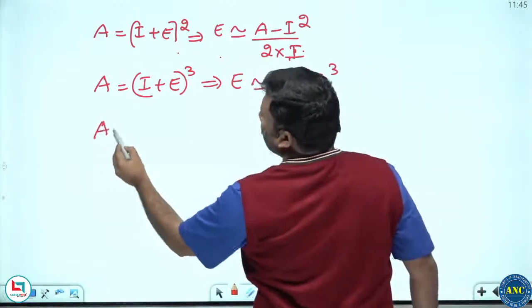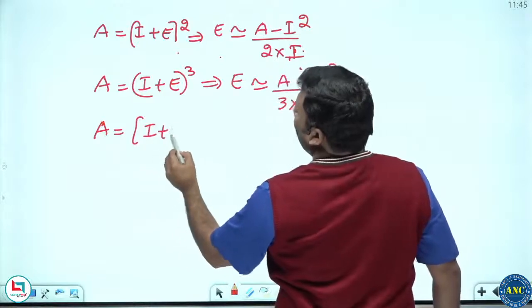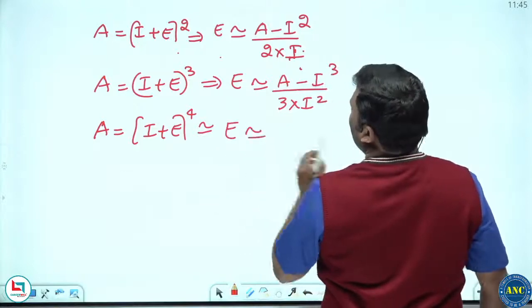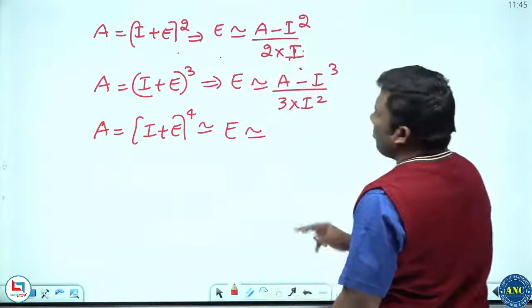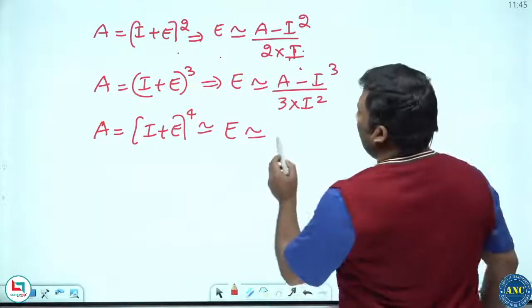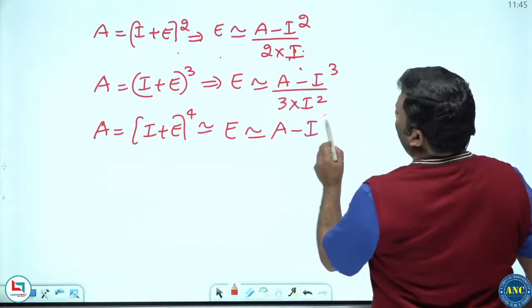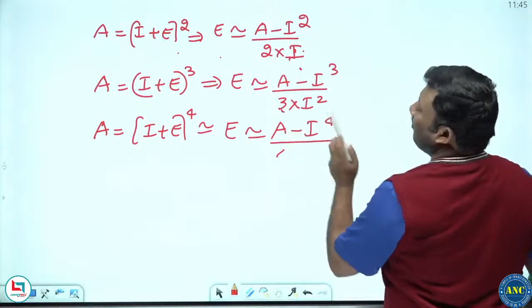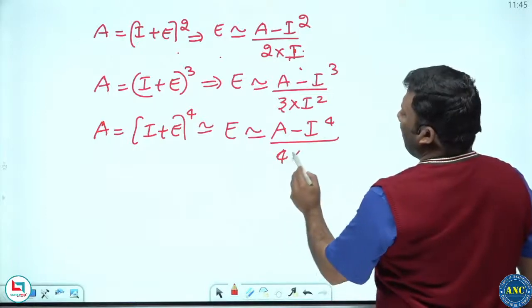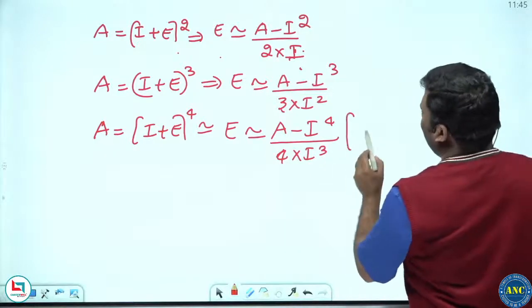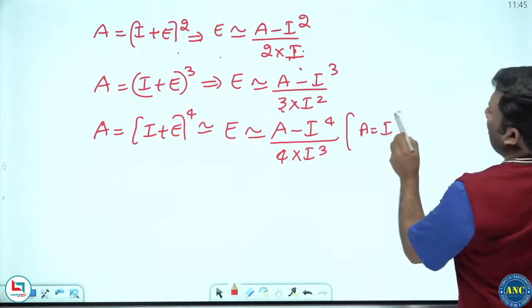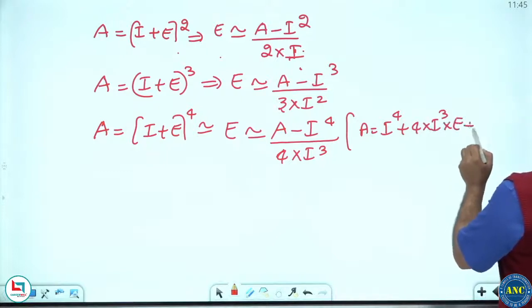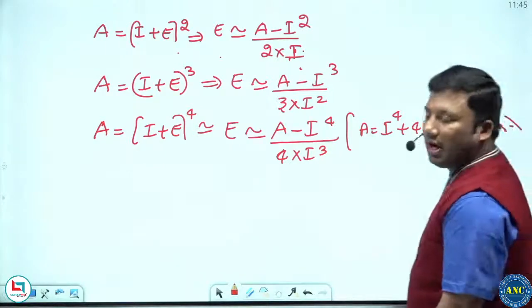How to find the approximate value for a non-perfect fourth power? If it is fourth power, E is approximately... If it is square, I got square. If it is cube, I got cube. If it is fourth power, I power 4. The derivative of I power 4 is 4I cube, just as the derivative of I cube is 3I square. From where did you get it? A is nothing but I power 4 plus 4I cube E, and so on. These are all smaller values. I hope it is clear.